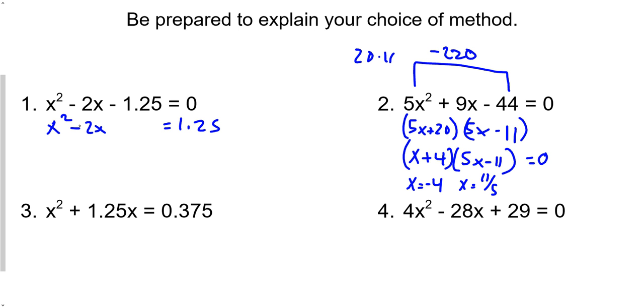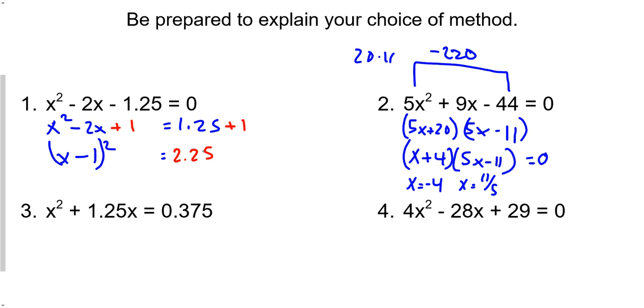Now, what are we going to add? Half of negative 2 is negative 1. So we know that this is going to be x minus 1 squared. And I am going to add 1 to both sides. That becomes 2.25. Once I have that, the square root of 2.25, well, the square root of 225 is 15, so the square root of this is 1.5. We're going to actually have two equations from this, right?